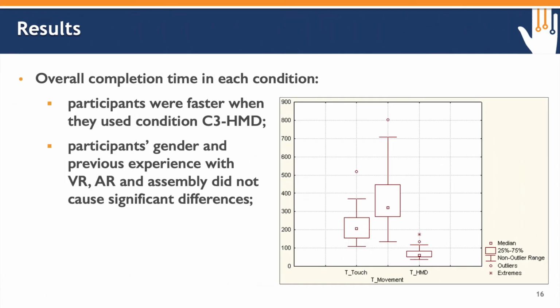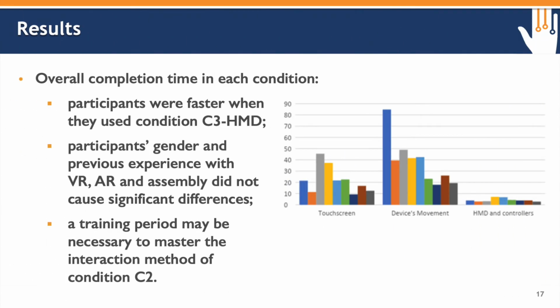Results showed that participants were faster when they used condition C3, as depicted by the box plot. In addition, participants' gender and previous experience with virtual and augmented reality, as well as assembly, did not cause significant differences. Also, a training period may be necessary to master the interaction method of condition C2, the device movement, as depicted by the chart.